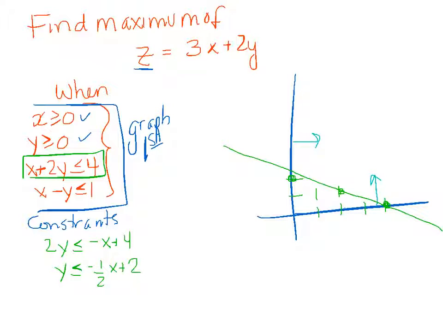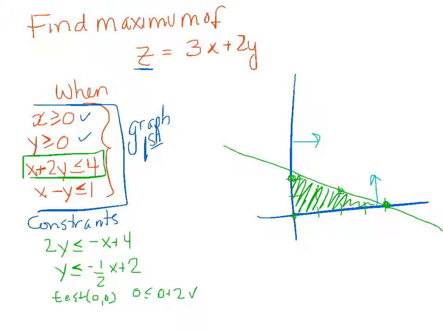I know I want to be less than that. Let me do a test point. Testing 0, 0 gives me 0 is less than 0 plus 2. Yes, that's true. So 0, 0 will be on the same side as the solution. It should be in the solution zone. So I'm going to go below this line with green.